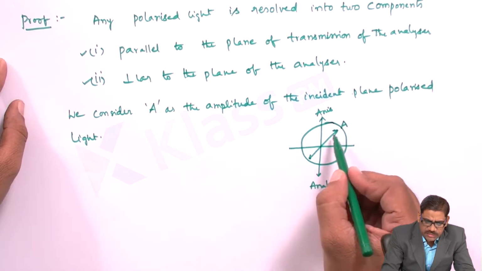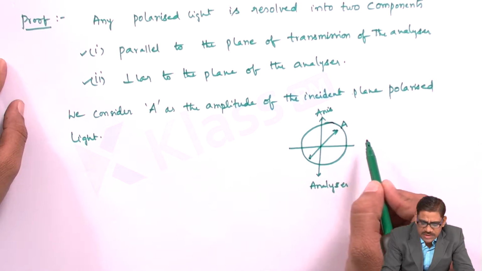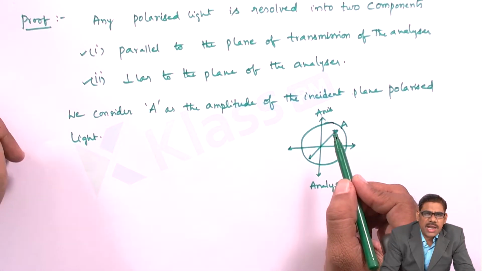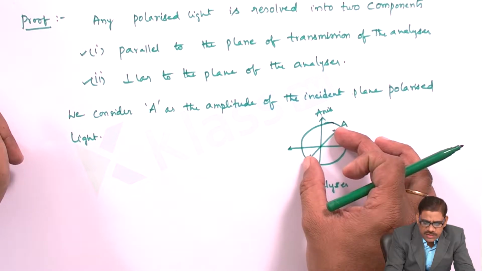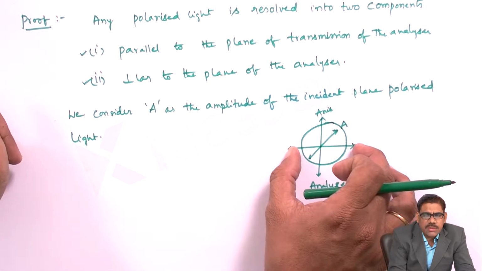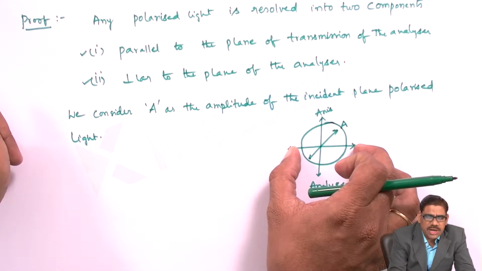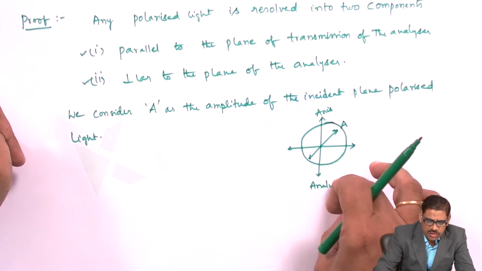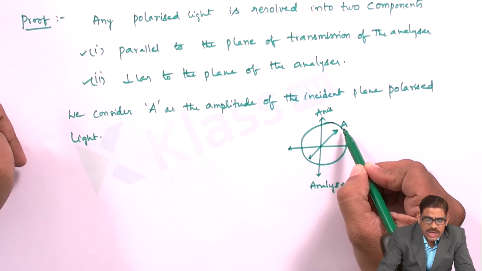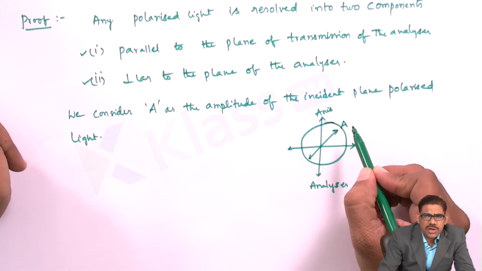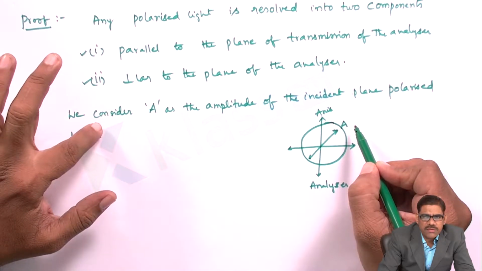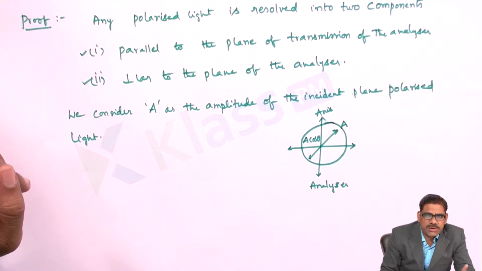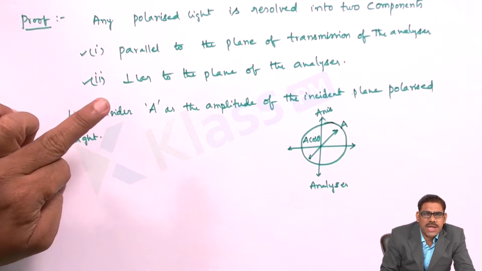In this representation, one is taken as a parallel component, the other is a perpendicular component. Parallel component means when this analyzer is moving parallel to the plane of transmission of the analyzer or the polarizer, and the other is perpendicular to the plane of transmission of the analyzer. So this is how we resolve them into two components.